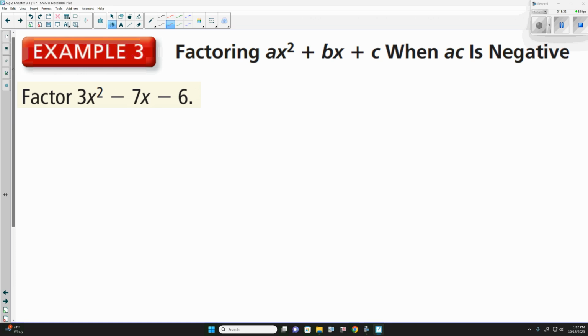3x squared minus 7x minus 6. Is there a greatest common factor?